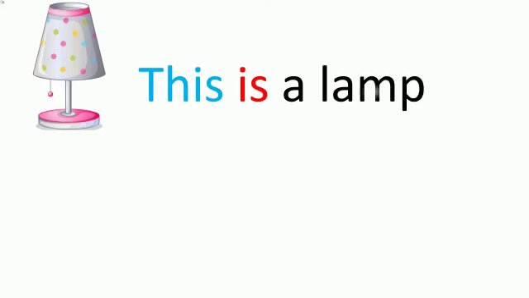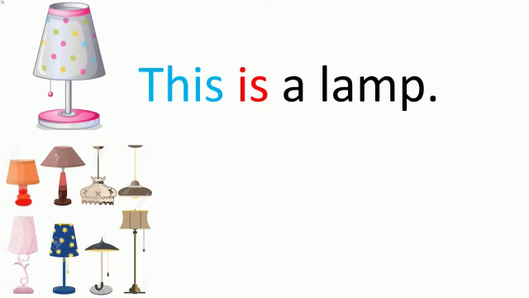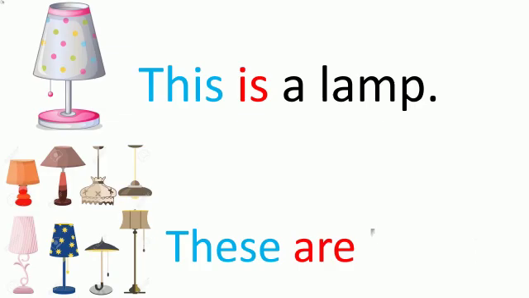What is this? It is a lamp. Let us form a sentence with the picture. This is a lamp. Now, in the next picture, we can see more than one lamp. Now, let us form a sentence with the picture. These are lamps.